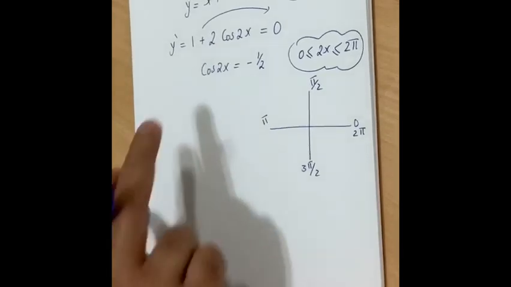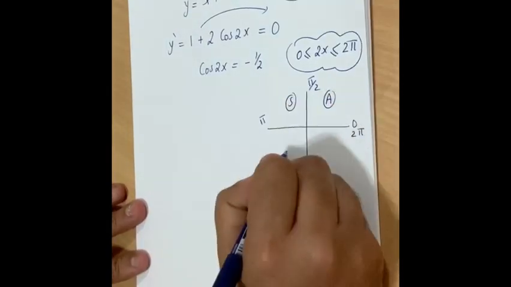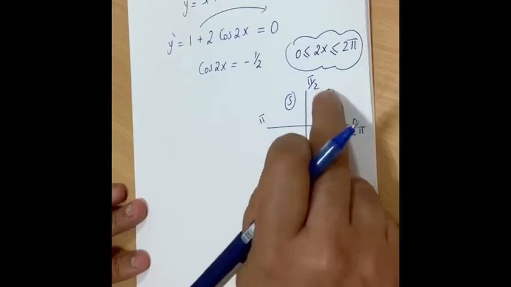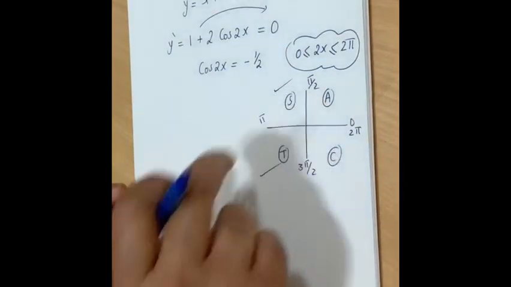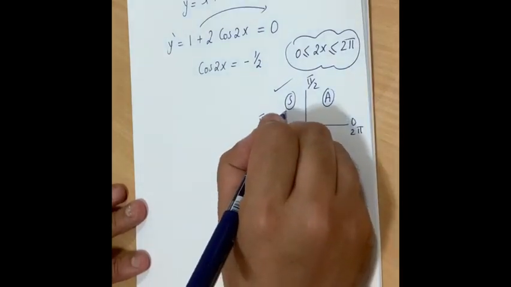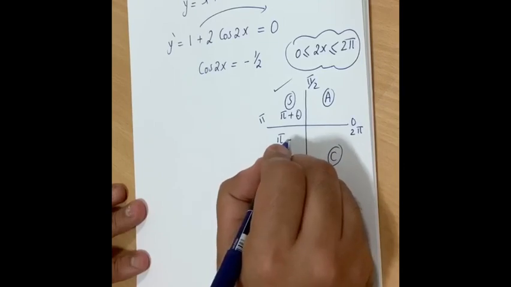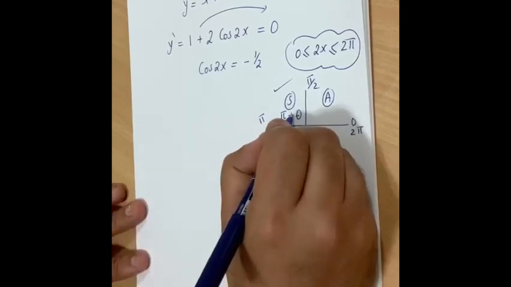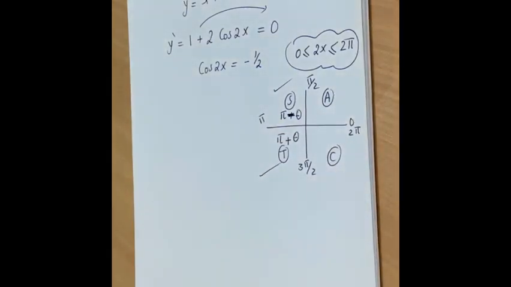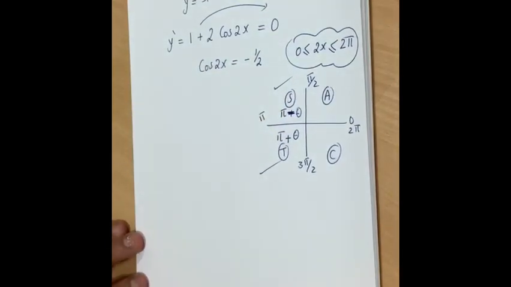Okay, now cosine negative, you remember that ASTC, so cosine is positive in these 2 quadrants and negative in these 2 quadrants. So we're supposed to find the answers in these 2 quadrants. The range on the second quadrant is pi minus theta, and on the third quadrant is pi plus theta. So we just flip them: pi minus theta and pi plus theta. Second quadrant is pi minus theta, third quadrant is pi plus theta. Fine.